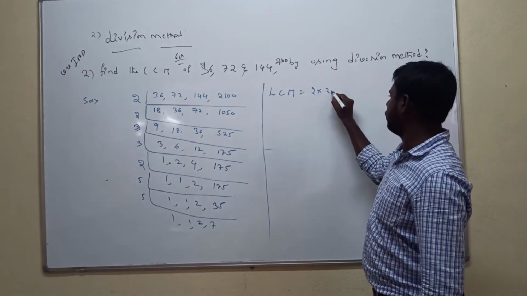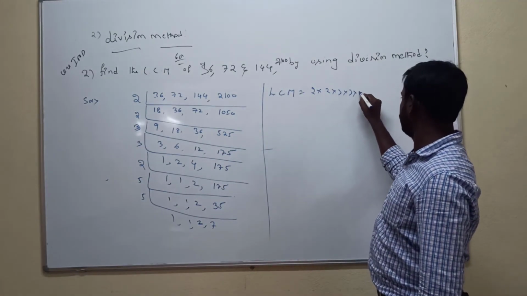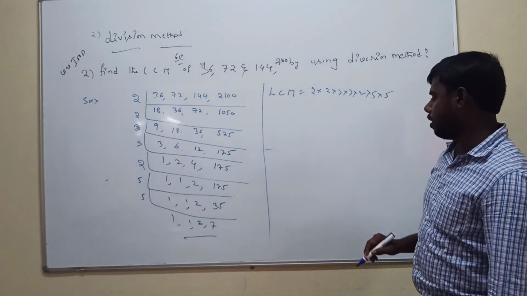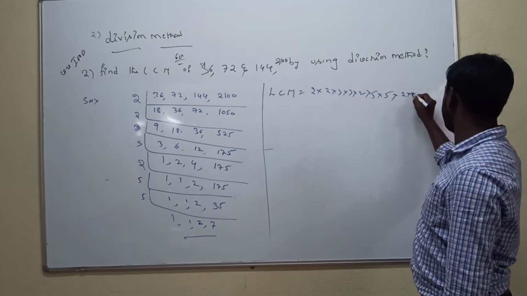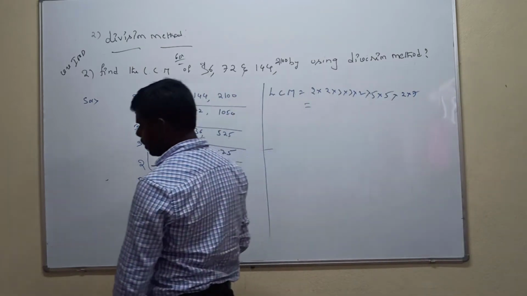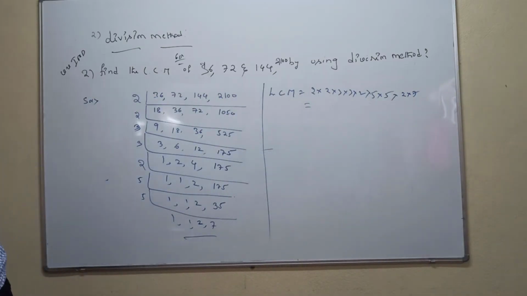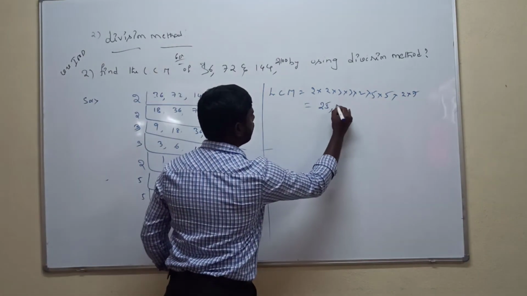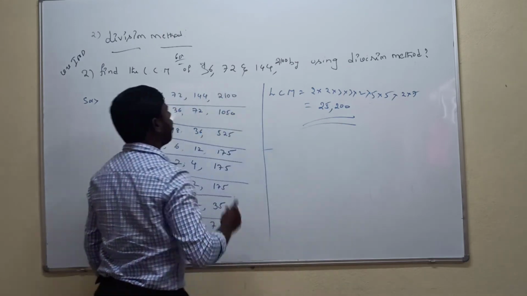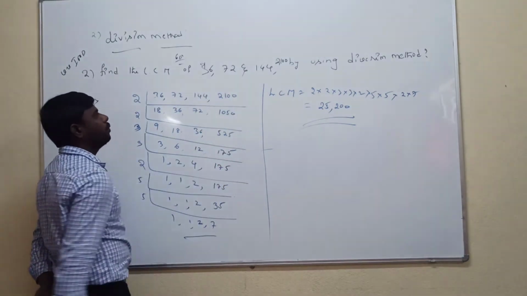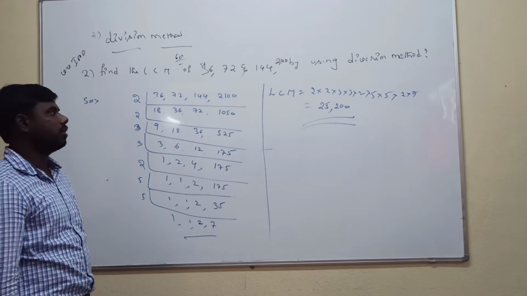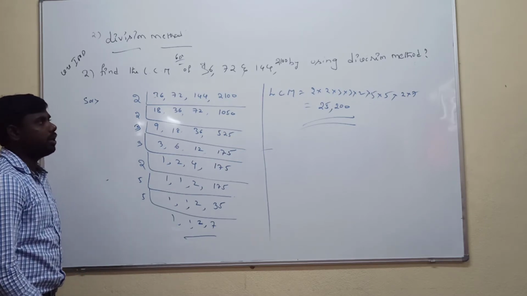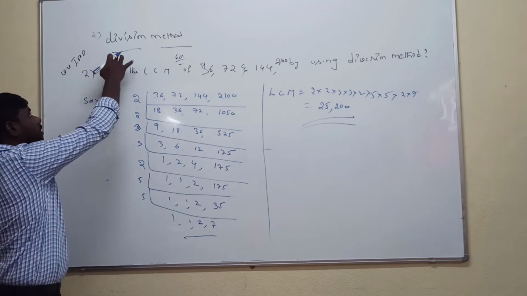2 into 2 into 3 into 3 into 2 into 5 into 5 into remainder values into 2 into 7. Product all the values, we are getting one value, that is the LCM value. The final answer we are getting is 25,200. That is the LCM of 36, 72, 144 and 2100. Then LCM is 25,200.